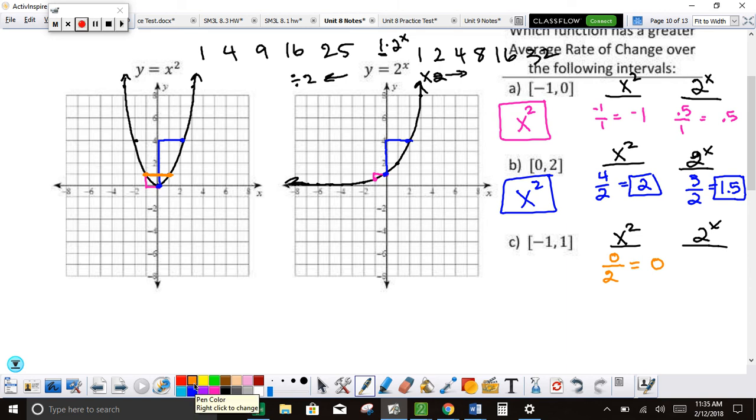What about the 2 to the x? From -1 here, to +1 in here, and then go up 1 over 2. Is that okay? Now, I don't know what that is, but I do know it's bigger than 0, right? So which one's greater, the x squared or the 2 to the x, in that interval? The exponential, 2 to the x. So depending on the interval, it depends on which one has a greater average rate.